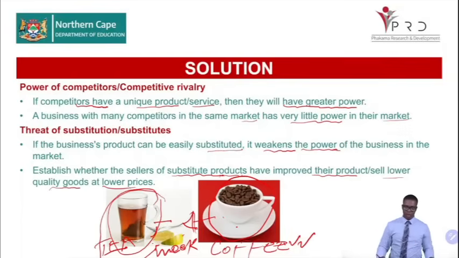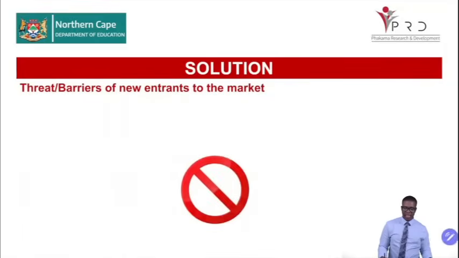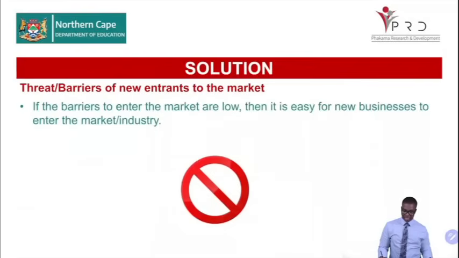That is another way of looking into it. Then, barriers of new entrants to the market. If the barriers to enter the market are low, what is a barrier? A barrier is like a gate. So if the gate is easy to open, then we say the barrier to enter that market is low because it's easy for a new business to start selling what other businesses are already selling. Then it is easy for new businesses to enter the market or industry.